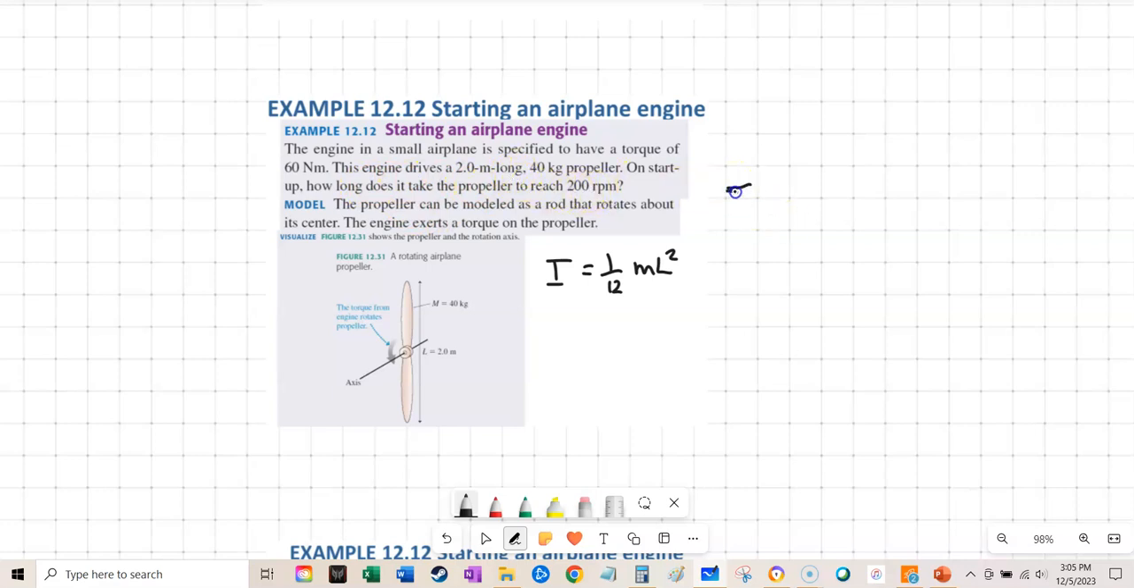Well, let's just sum the torques real quick and set it equal to the moment of inertia times alpha. Let's figure out the acceleration. Okay. So the torque they give it is 60 Newton meters, and we're just going to assume it's spinning counterclockwise as indicated by this arrow. And that's going to be equal to 1 over 12, the mass, which is 40 kilograms, times the length, which is 2 meters that we're going to square, times alpha. So this is going to be 60 Newton meters of torque. This is 2 squared, so that's going to be 4.